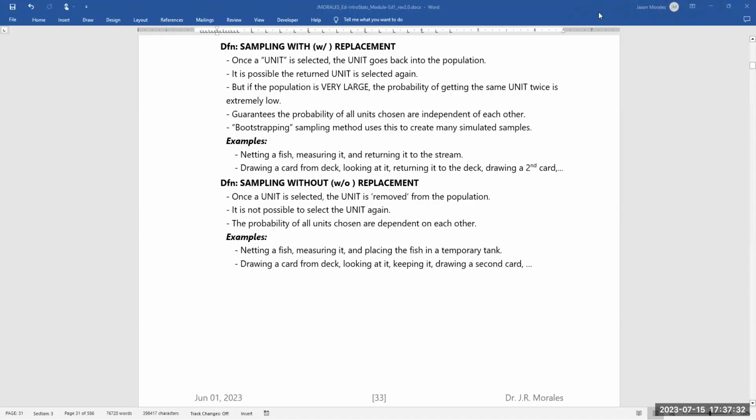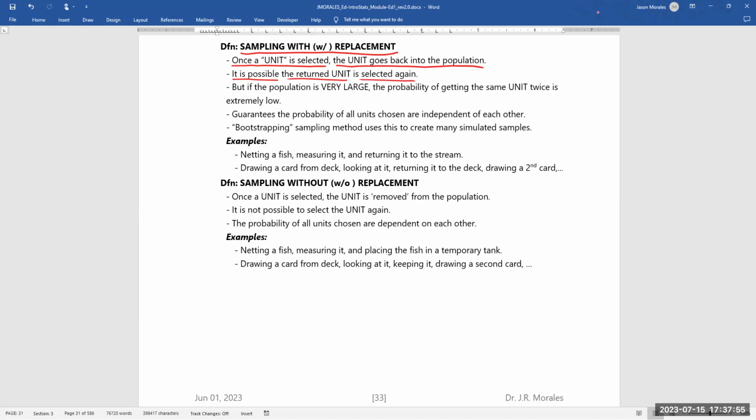Let's move on now to talk about sampling and replacement. So if we first look at sampling with replacement, what do we mean? So once a unit is selected, the unit goes back into the population. So it is possible that the returned unit is selected again.